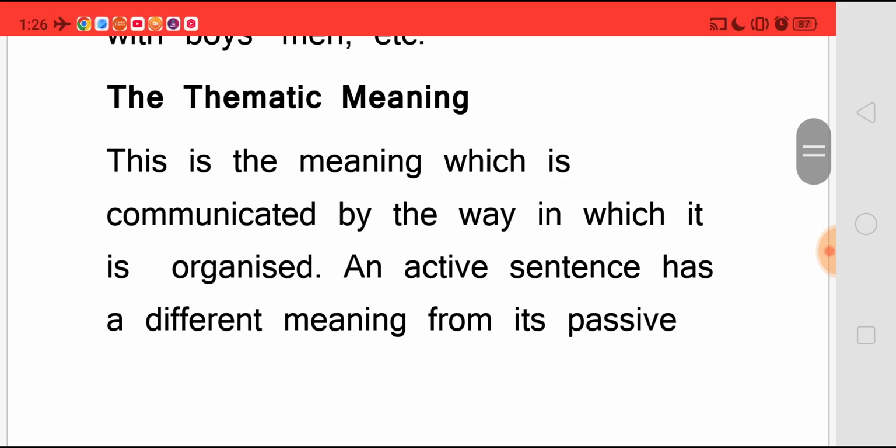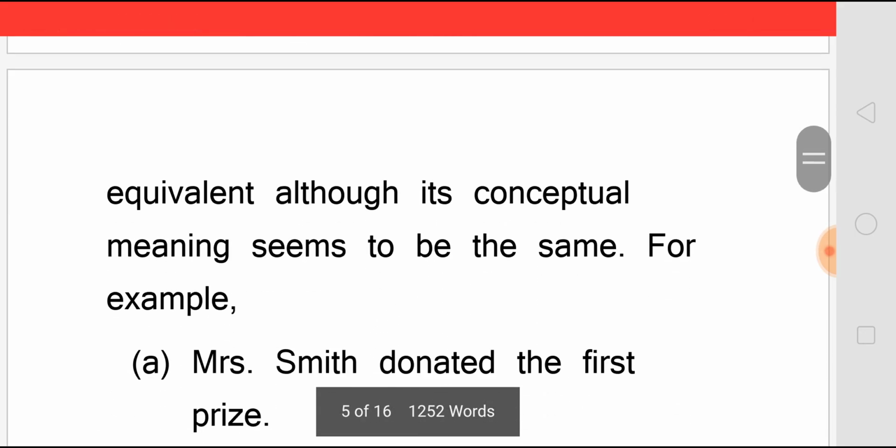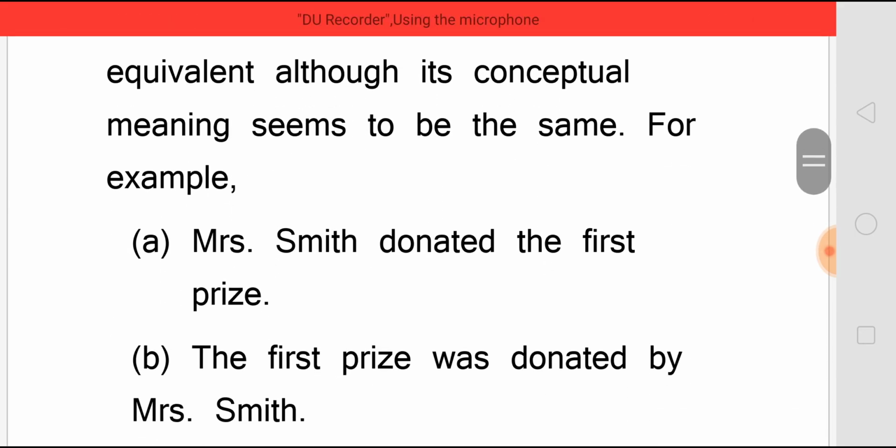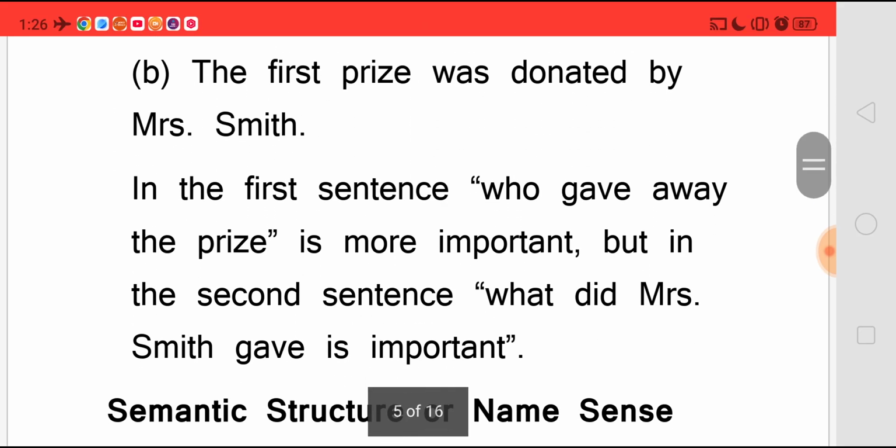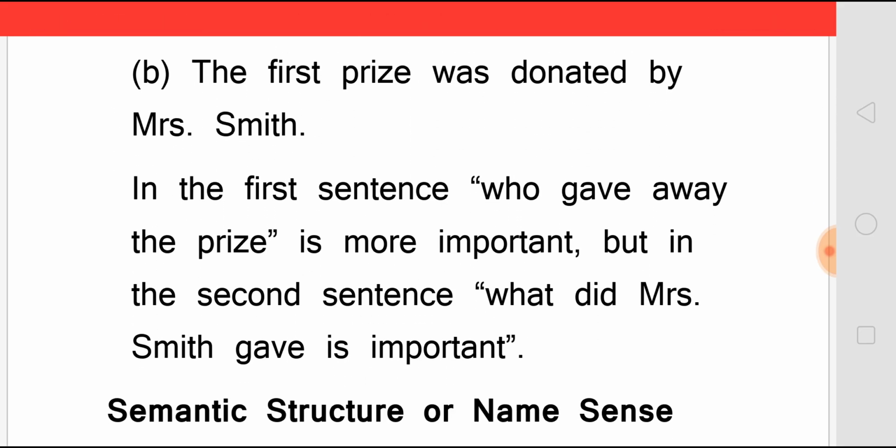Then we have the thematic meaning. This is the meaning which is communicated by the way in which it is organized. An active sentence has a different meaning from its passive equivalent, although the meaning is the same. For example, Mrs. Smith donated the first prize. The first prize was donated by Mrs. Smith. In the first sentence, who gave away the prize is more important. But in the second sentence, what did Mrs. Smith give is more important.